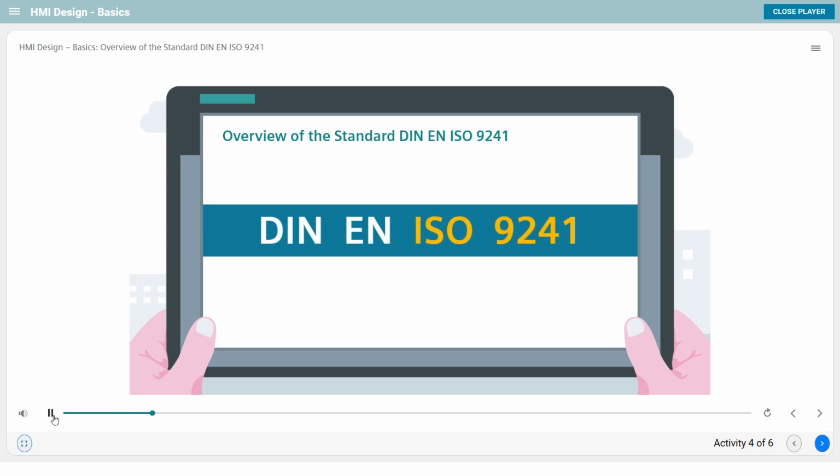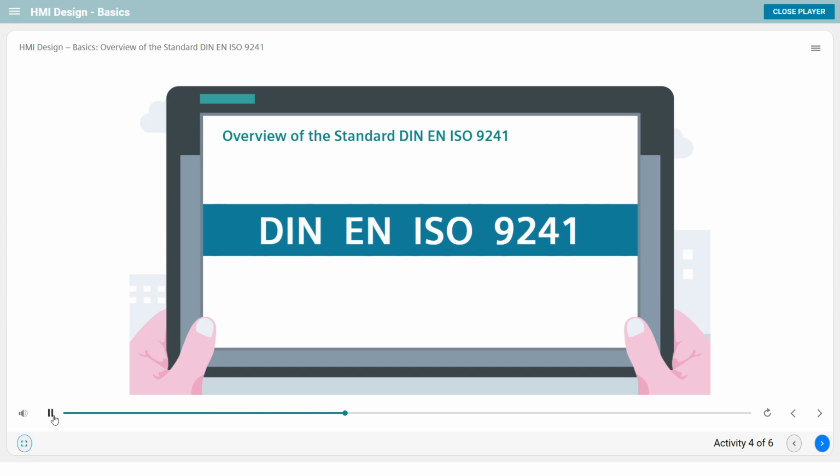The abbreviation ISO 9241 refers to the standard's international orientation, while EN indicates that it's a European standard. DIN signifies this standard is listed by the German Committee for Standardization and is also the standard for Germany. So what exactly is the DIN EN ISO 9241 standard?